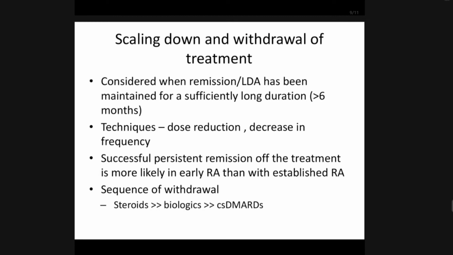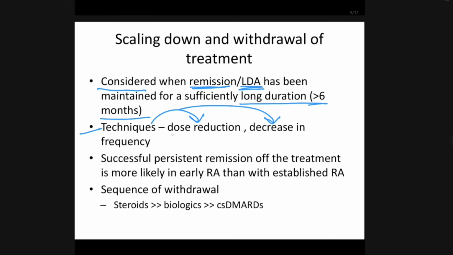When do we decrease the treatment of the patient? This is considered when the remission is achieved or the low disease activity has been maintained for a sufficiently long duration, which is usually about 6 months. Now, how do we do it? We do it by two methods, either dose reduction or decrease in the frequency of the drug.